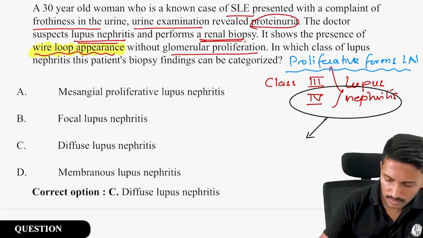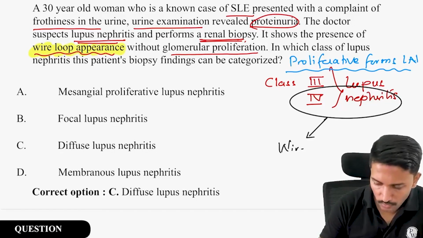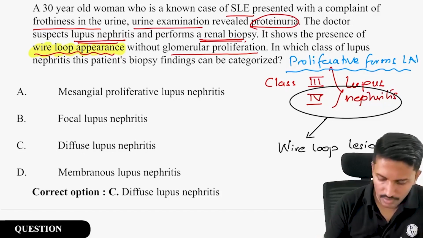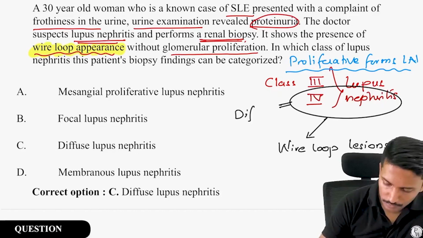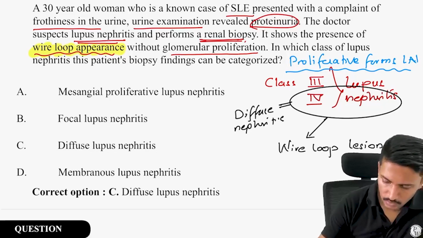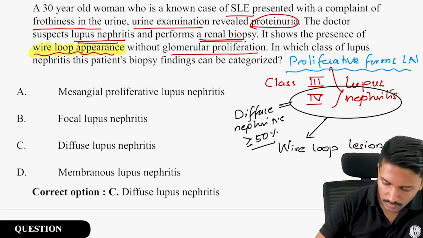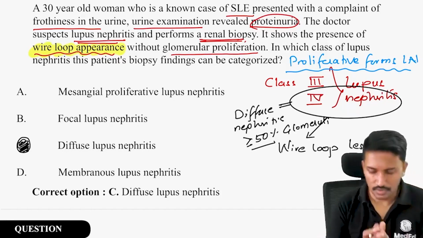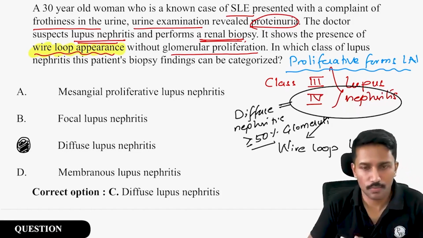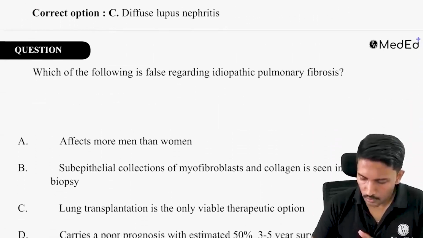So here in class 4 lupus nephritis, we see these wire loop lesions. That's why I'm going ahead with option C. Class 4 is also known as diffuse nephritis, because the proliferative changes are seen in more than or equal to 50% of glomeruli. That's why we call it diffuse nephritis. So option C becomes the correct answer for this question, diffuse lupus nephritis. Okay. Now let's move to the next question.